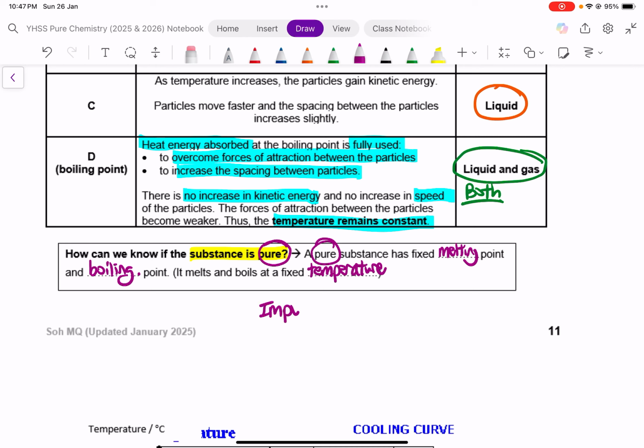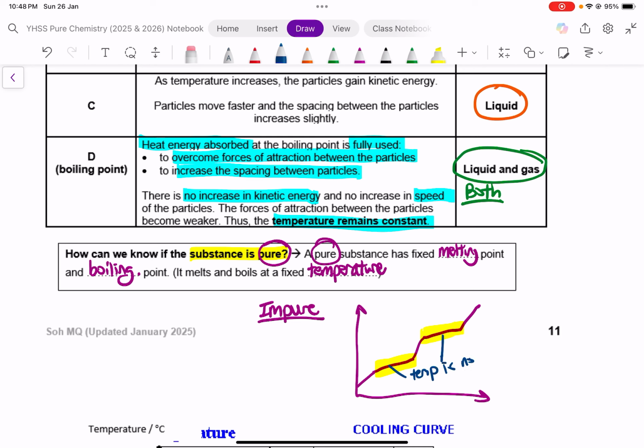So what will an impure substance actually look like? For an impure substance, the heating curve will look like this. You can see that the temperature is not constant during the melting and boiling. Alright, so for an impure substance, you can tell it very easily when you plot the heating graph, because you can tell that during the melting and boiling, it occurs over a range of temperatures. Okay? Range of temperatures.